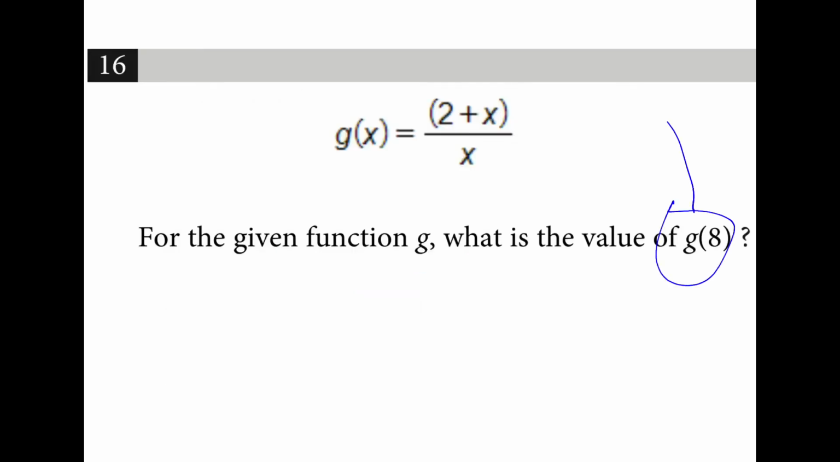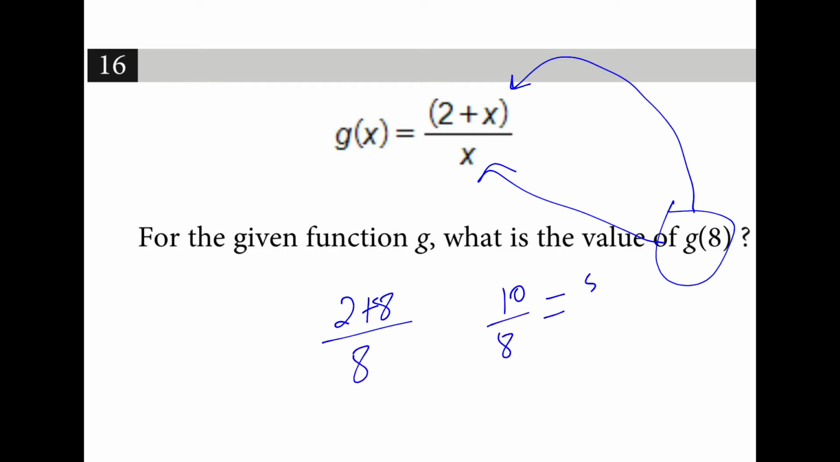To find g of 8, you plug it in for x. So you have 2 plus 8 all over 8. So 10 over 8 I can simplify as 5 over 4, or 1.25.